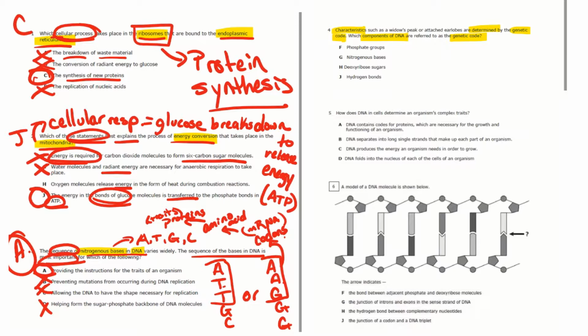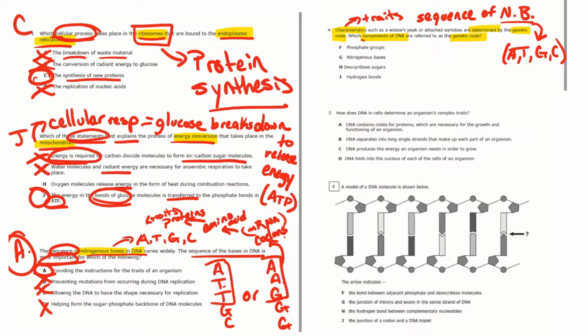Now, based on what we just talked about in the previous question on number 3, we said that characteristics, which are basically traits, are coming from the sequence of nitrogenous bases. In other words, of A, T, G, and C. So remember, we refer to these letters as nitrogenous bases.